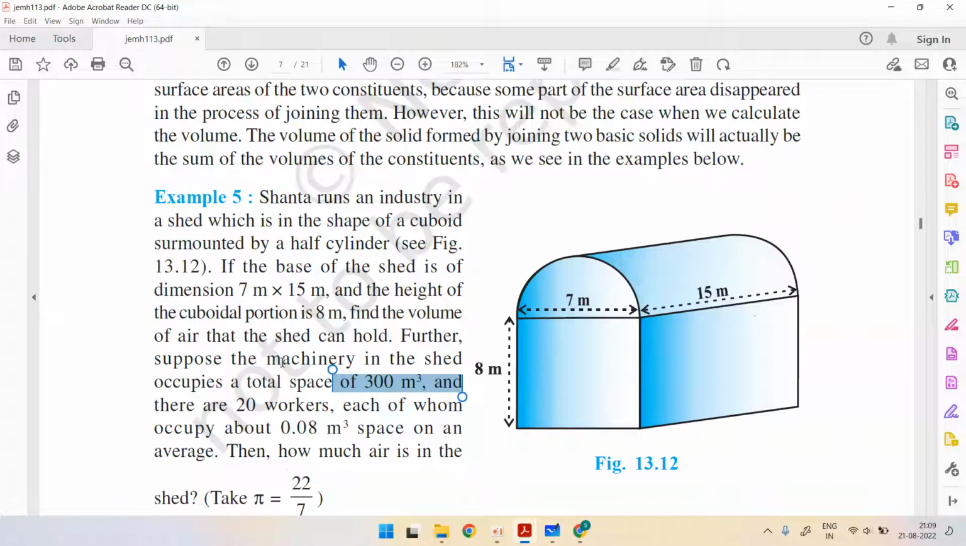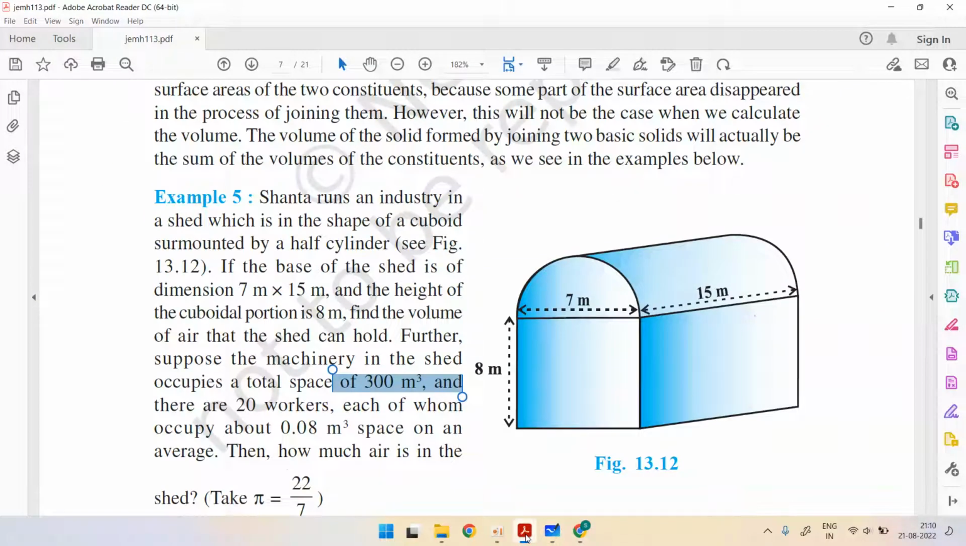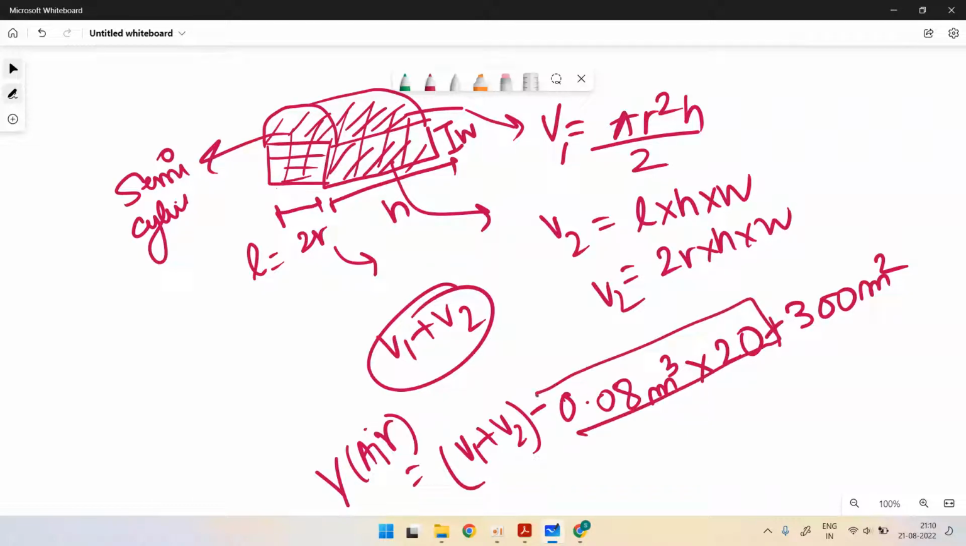Now, the question says the base of the shed is of this dimension, yes, you all know. Further, suppose the machinery in the shed occupies a total space of this, and there are 20 workers, each of whom occupies 0.08 meter cube, into 20, the volume occupied by laborers, plus machinery requires 300 meter cube. How much air is in the shed? For air, total volume V1 plus V2 minus the volume of persons plus machinery gives the volume of air inside this shed. Simple, nothing more special.